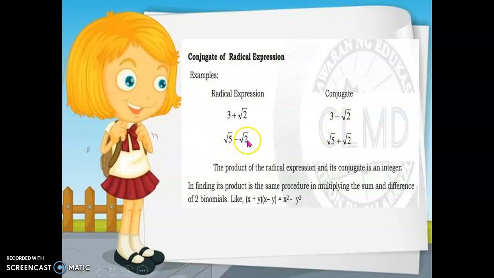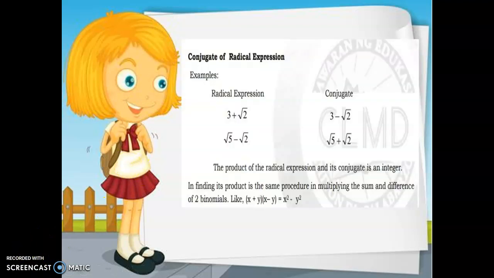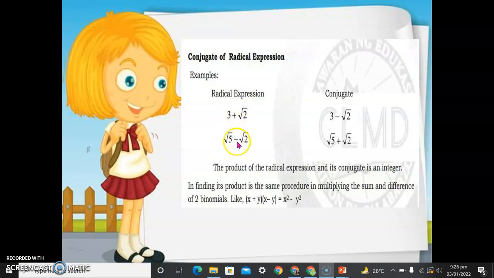Dito naman is 5 minus the square root of 2. So, ang conjugate is 5 plus the square root of 2. So, ibig sabihin, ang conjugate po is just the opposite of the radical expression. So, dito po is positive. So, ang conjugate niya is negative. Same expression, mag-iiba lang yung sign. So, meaning, that is just the sum and difference. So, dito naman po is negative. Pagdating dito ay naging positive. Ayan. So, ayan po ang conjugate.